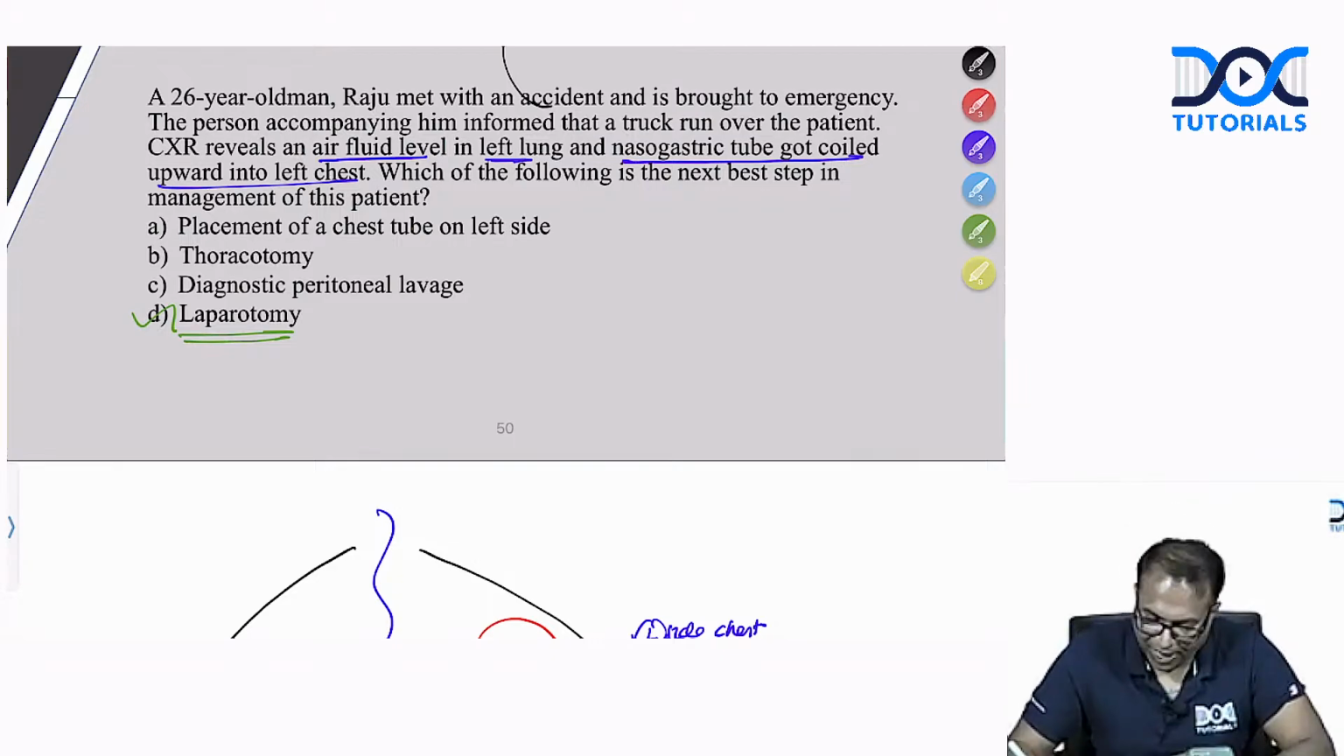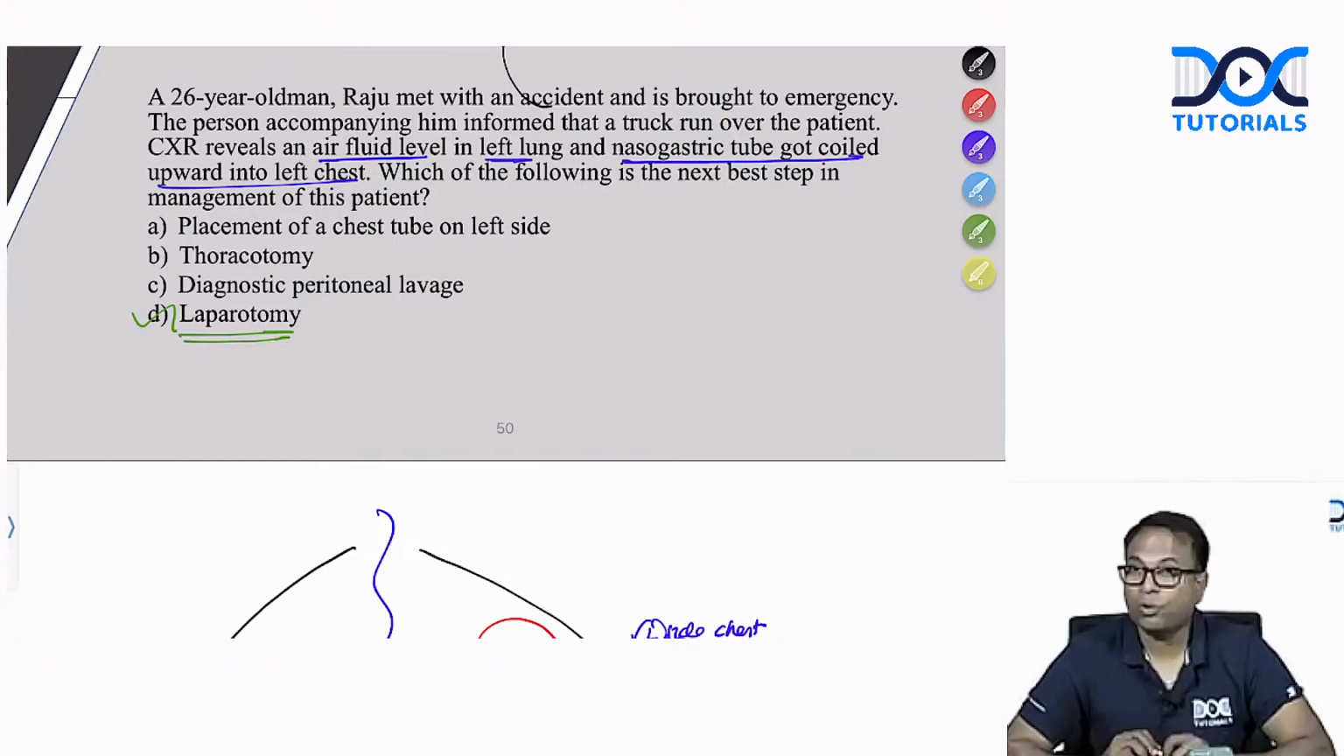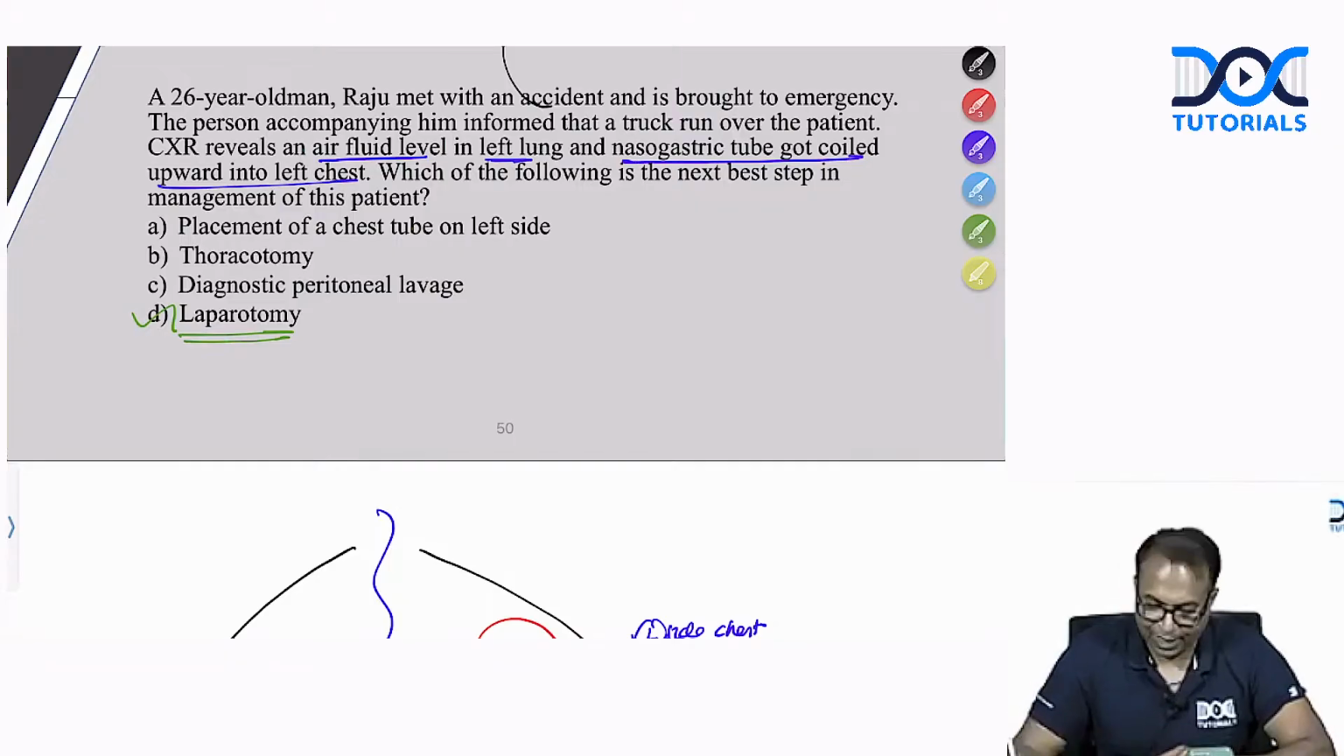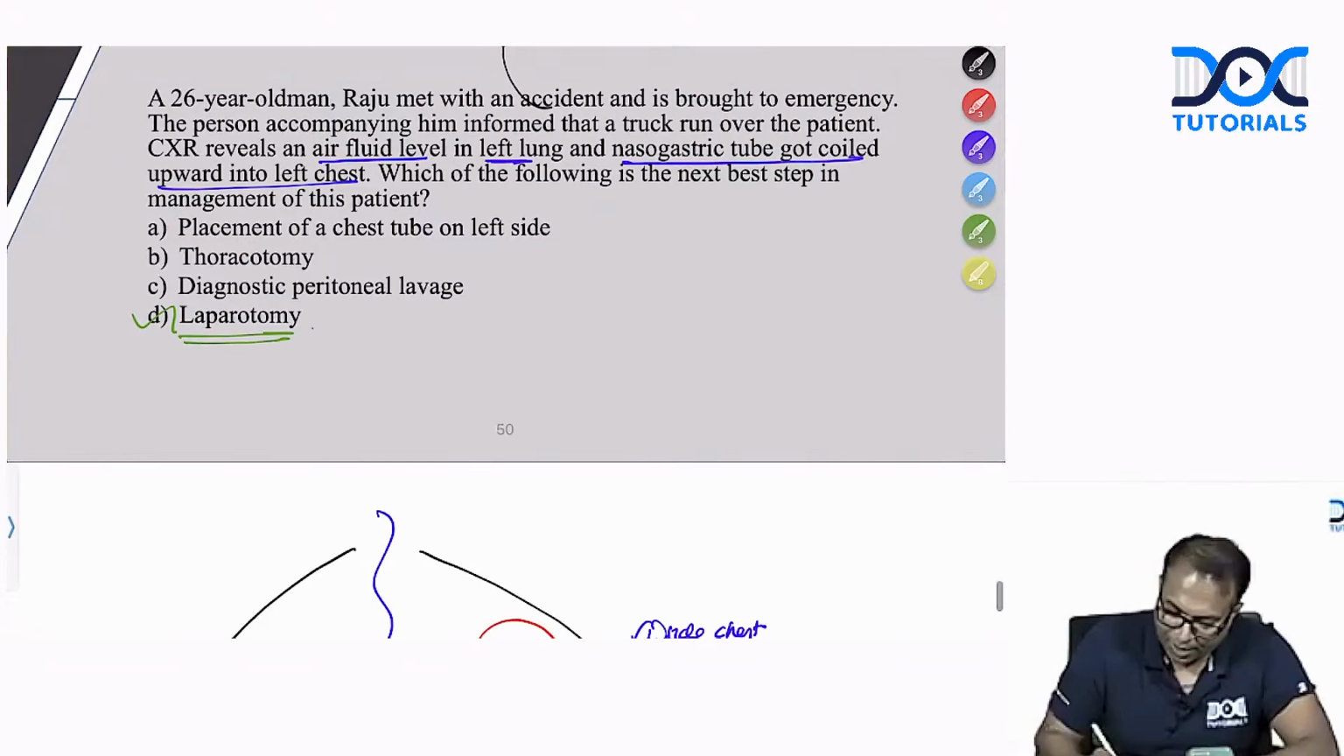And this is a case of diaphragmatic injury. Therefore, we have to go for laparotomy and repair. Okay, laparotomy or laparoscopy should be done.